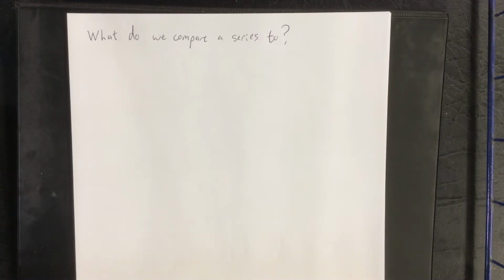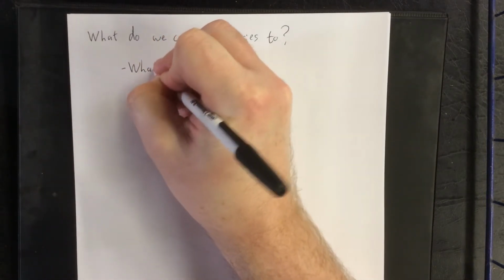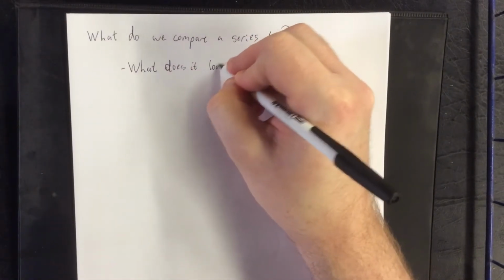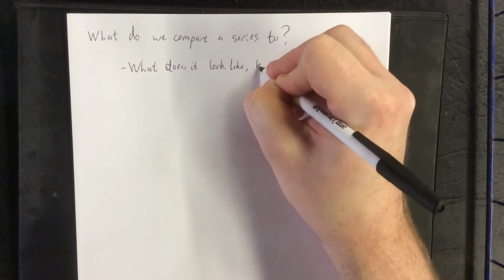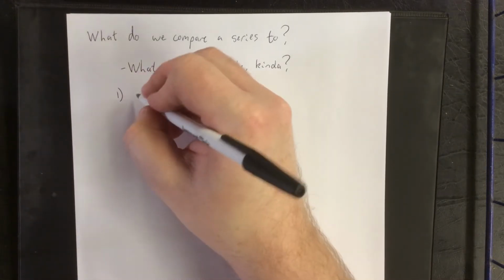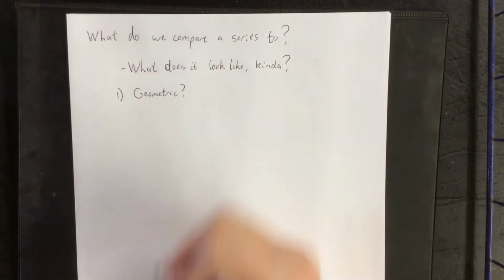Next super important question to pose here is, what kind of thing should I be comparing a series to? Well, the follow-up question that I have is, what does it look like? Kinda. If we're going to be comparing these series, then we're going to be given something and we're going to be comparing it to something else. So, series that we have had so far, does it look like a geometric series? Because that would be a great thing to compare it to.